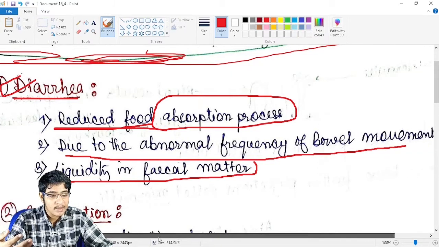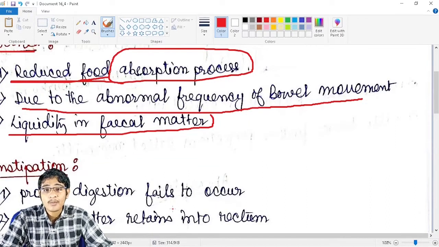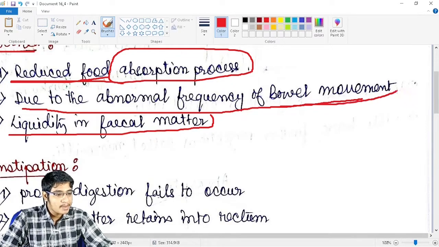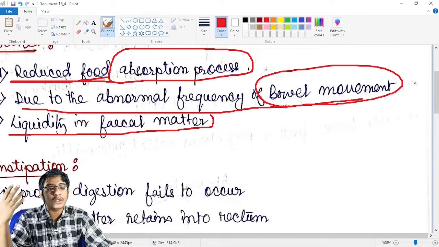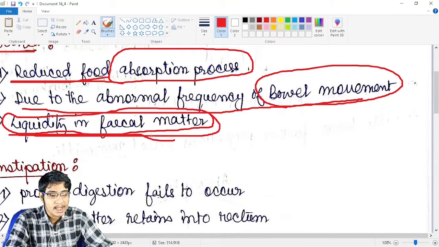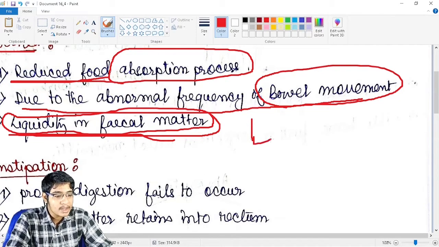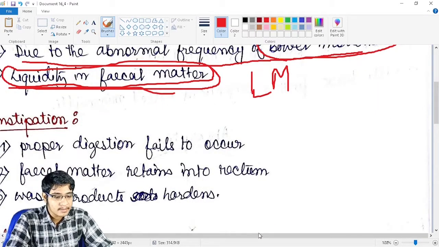We know in our stomach and small intestine we have a movement which is known as bowel movement. In my previous video I have explained it. So due to the failure of or abnormal frequency of bowel movement, liquidity in fecal matter takes place, which is known as diarrhea. In common terms we call it loose motion. Okay, so this is diarrhea.